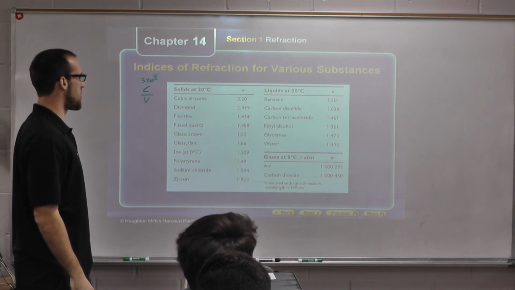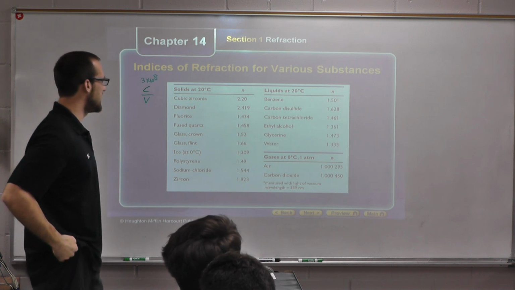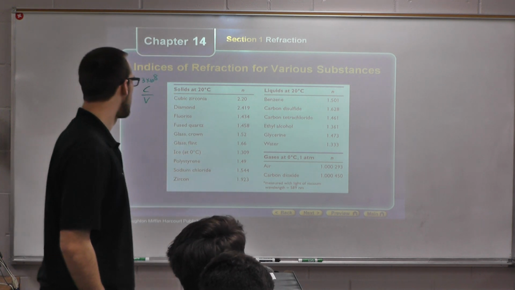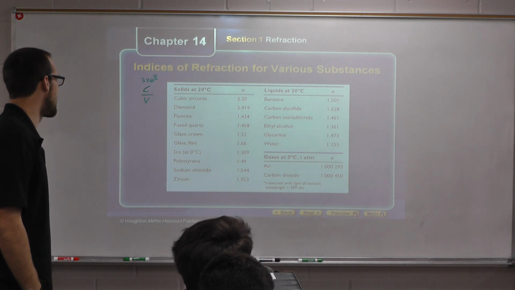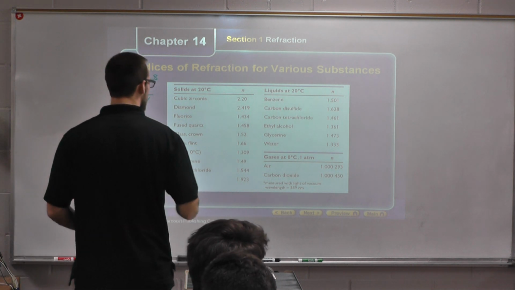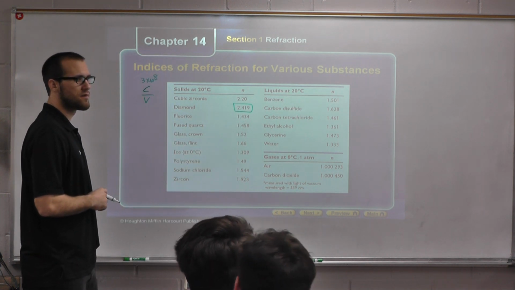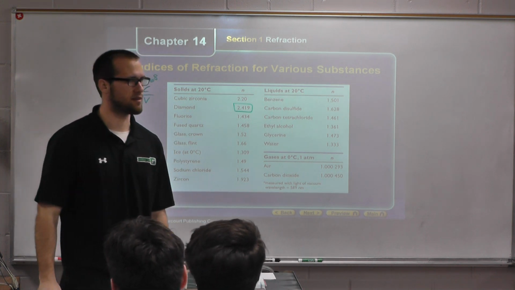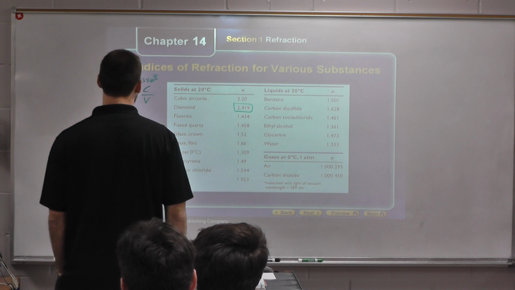So if you look at this, which medium is the light traveling the slowest in? Diamond. Does everybody understand why diamond is going to move the slowest? I'm not asking you about what we know about the structure of diamond, I'm talking about based mathematically. It's got a big number. It's the furthest from one.